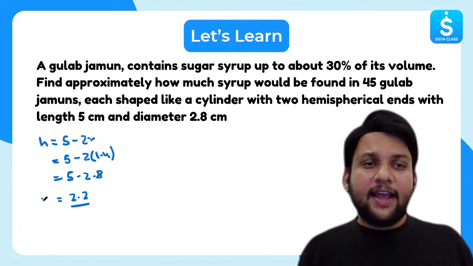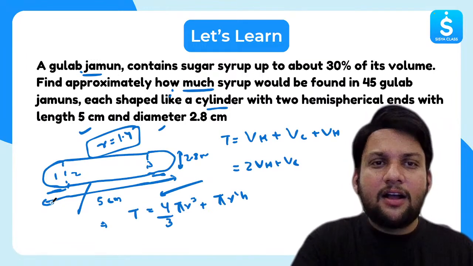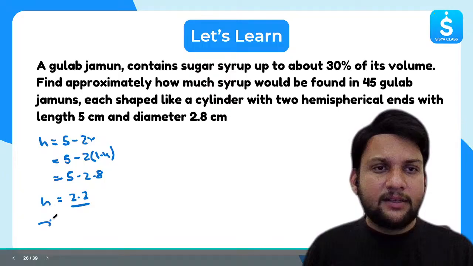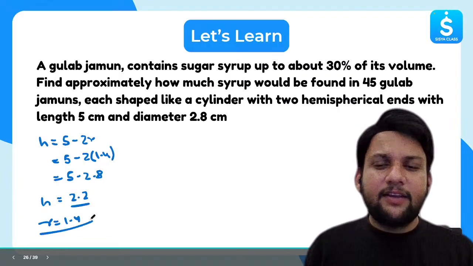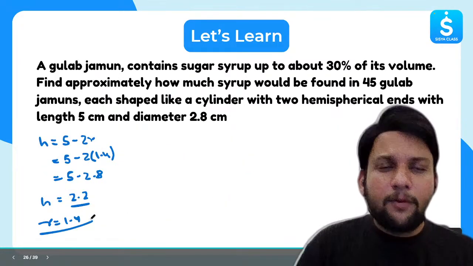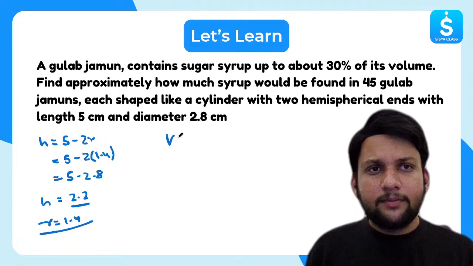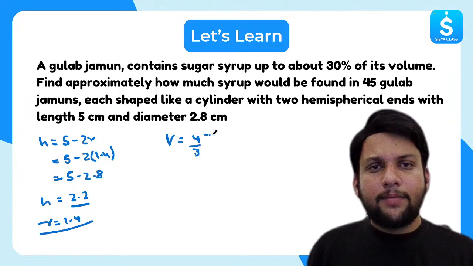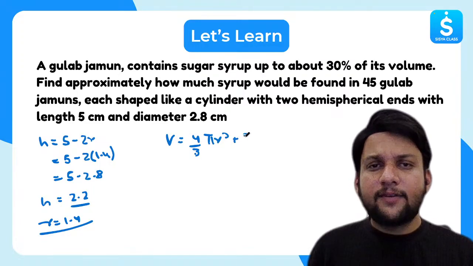Right. So I have found h. Do I have r? R I have 1.4. Next, what? If I have everything, what I'm waiting for, just apply the formula. 4 by 3 pi r cube. So volume is equal to 4 by 3 pi r cube plus pi r square h.